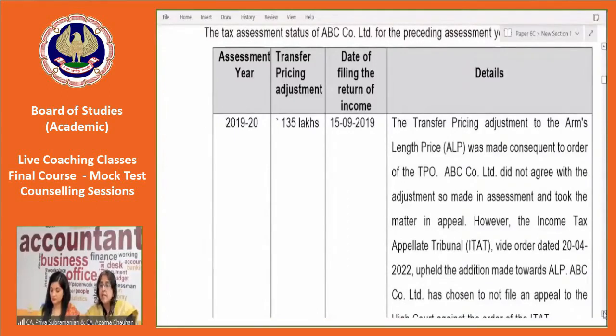For the assessment year 19-20, it has gone up to the appellate tribunal, which upheld the addition. And after this stage, ABC Company Limited has chosen not to file appeal. It has attained finality at the appellate tribunal stage.